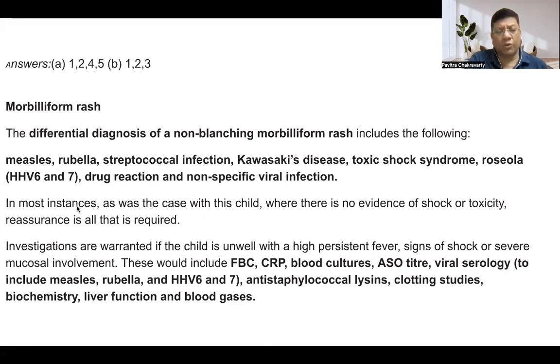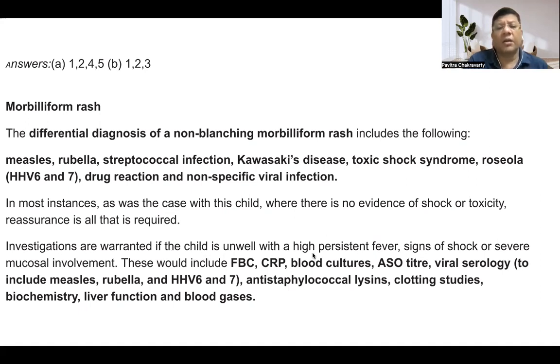And in most instances, as was the case with this child, there is no evidence of shock or toxicity. Reassurance is all that is required. So basically, this child had a mild viral infection, probably non-specific, with just a mild fever. The child is not toxic, so reassurance is all that is required. Investigations are warranted only when needed, not in each and every case.